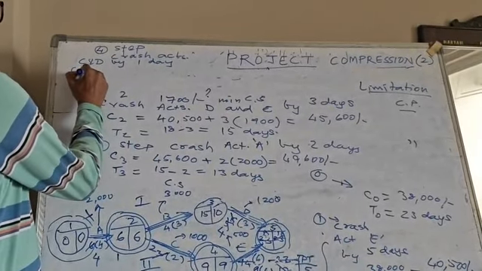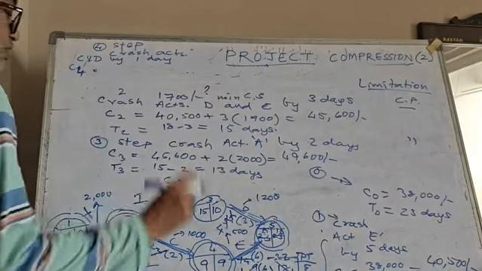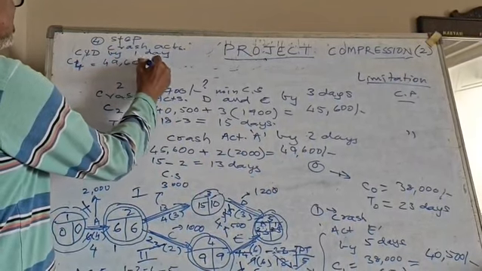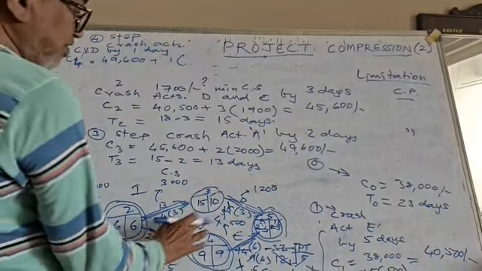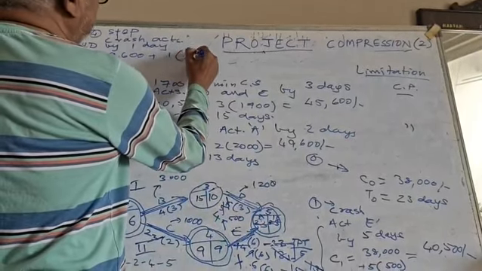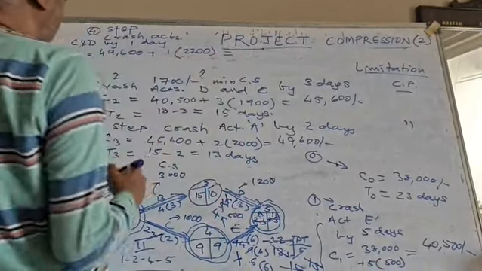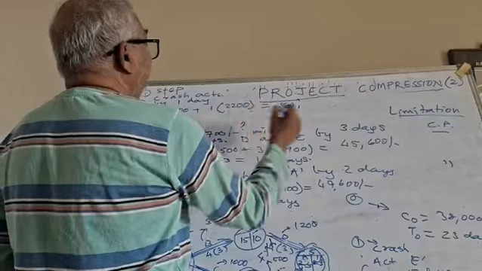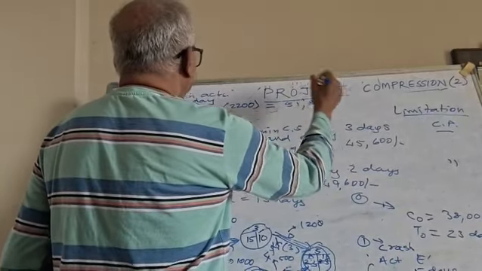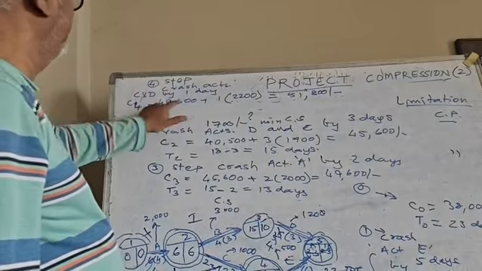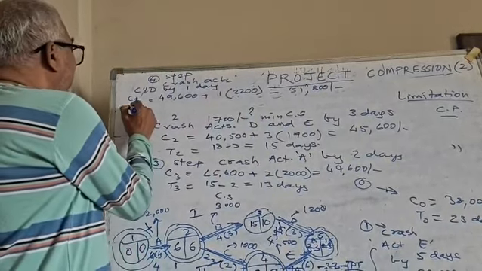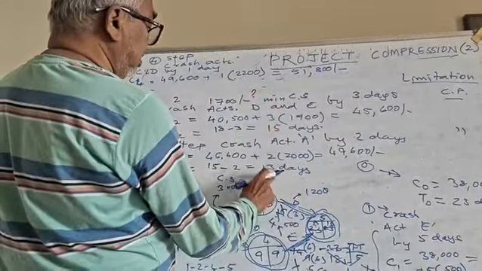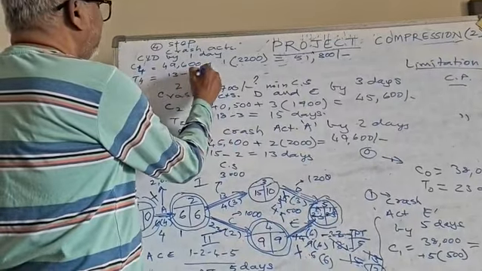Cost 4 will be equal to 49,600 plus 1 into 1000 plus 1200, that is 2200. That will be equal to how much? 51,800. This is the total cost. Then T4 will become equal to how much it was? 13 days. 13 minus 1, that will become 12 days now.